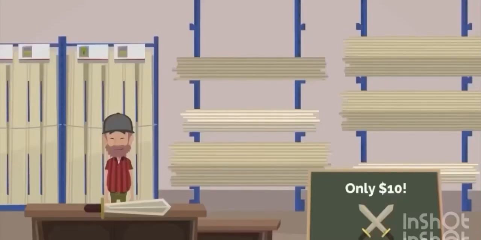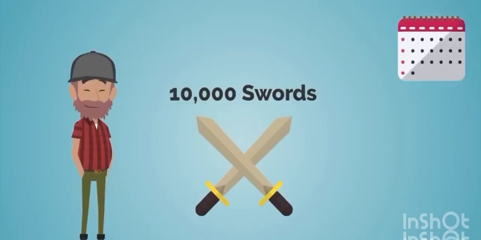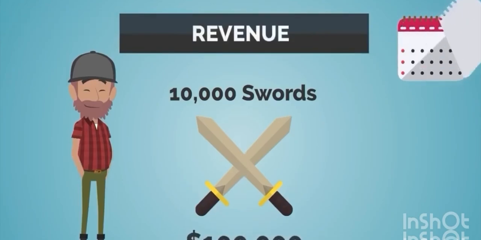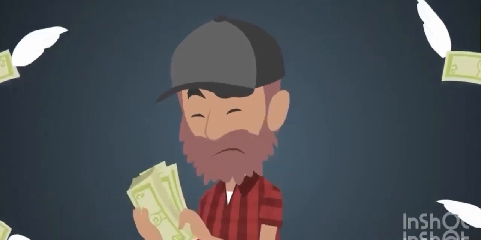Tom runs a one-man business which revolves around him building wooden swords that he sells at $10 each. Last year, he sold 10,000 swords, generating a grand total of $100,000. We call this amount his revenue. Unfortunately for him, he doesn't just keep the entire amount.